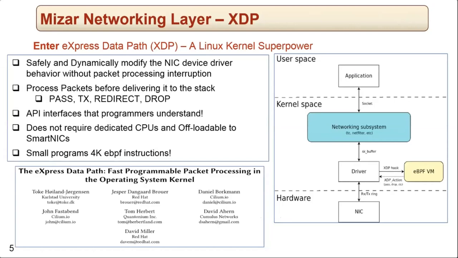So now, XDP. I just want to briefly touch upon what XDP is, because this is what we use. Instead of using the flow rules, we built the entire cloud networking layer using XDP. Before we get into that, I just want to describe at a high level what XDP is. XDP, Express Data Path. In 2018, a group of kernel engineers published a paper about XDP.